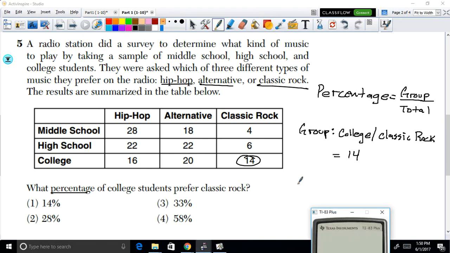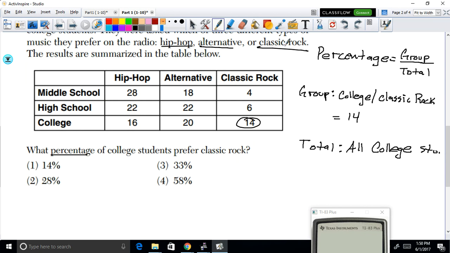So now, for the total, here, the total is the total of all college students. Well, how can we find that number? We know that this is college students, and we know that it's separated into 3 sections. So if you want to find the total, you just add them up. So here we have 16 plus 20 plus 14, which is equal to 50.